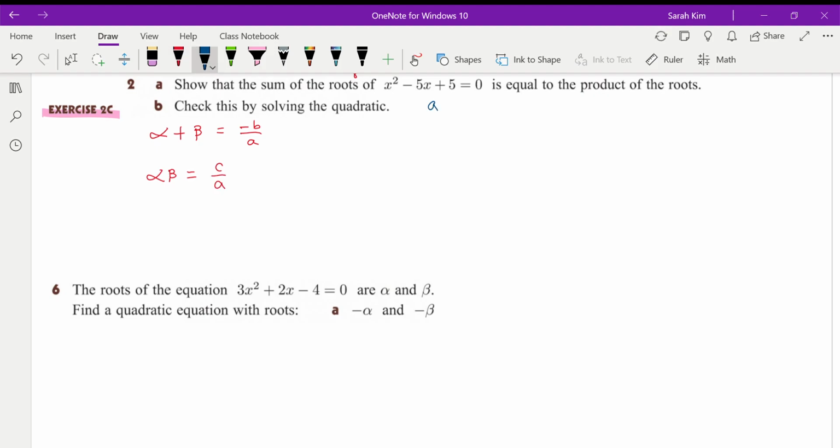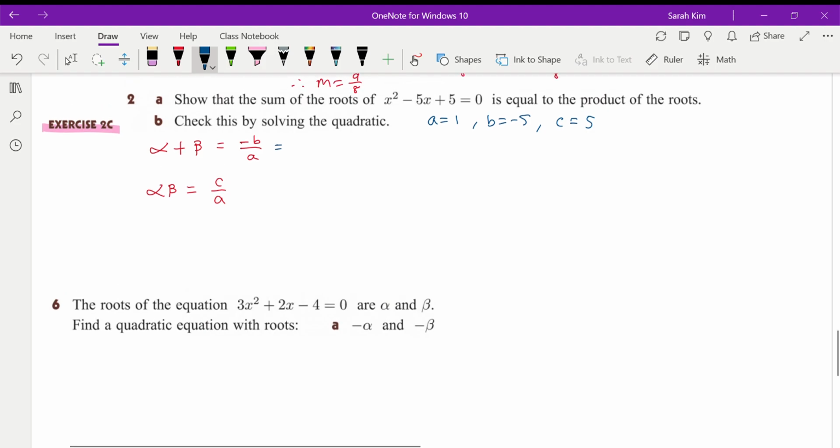So a is 1, b is negative 5, c is 5, looking at that. So I should be able to substitute this in: negative b over a, so negative negative 5 over 1, 5 over 1. So that's 5, that's 5. Notice that it is equal.